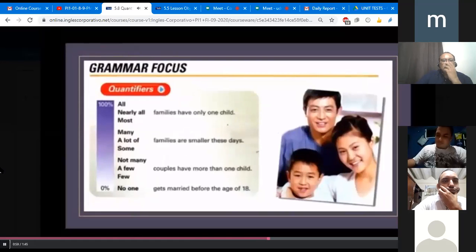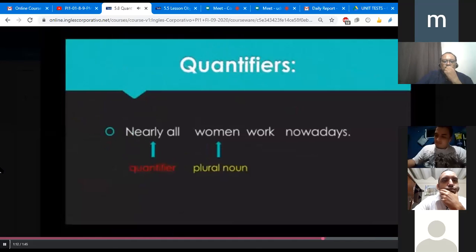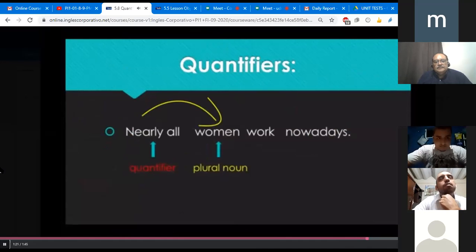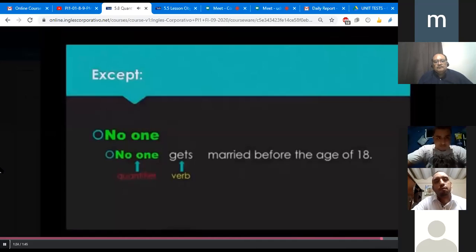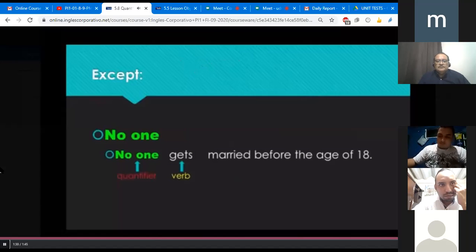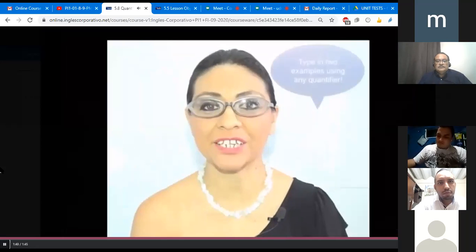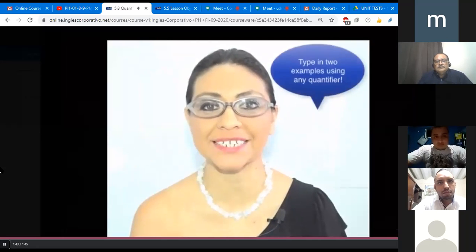Notice how these quantifiers have an estimated percentage. If you want to make reference to 100%, you may say all. And then you work down the scale depending on the percentage you want to refer to. Follow me in this example. Nearly all women work nowadays. Nearly all, quantifier. Women, plural noun. So in other words, all quantifiers come before plural nouns, except no one. No one gets married before the age of 18. No one, quantifier, gets the verb. As a tip, ask your teacher to remind you about count nouns so you are able to use these quantifiers. Type in two examples using any quantifier you want.